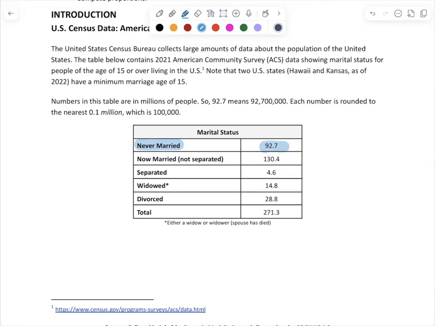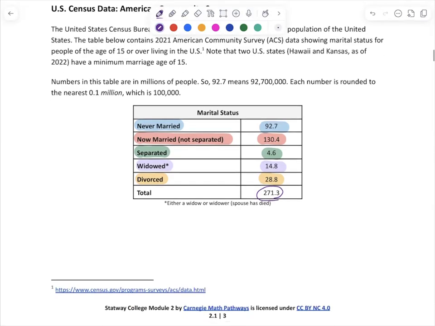92,700,000. The next category, now married, not separated, is 130.4. The next category is separated, which is 4.6. The next category is widowed, which is 14.8. And the final category is divorced, which is 28.8. So take a look at the total. The total is 271.3. This is the total number of people who were surveyed for this census.